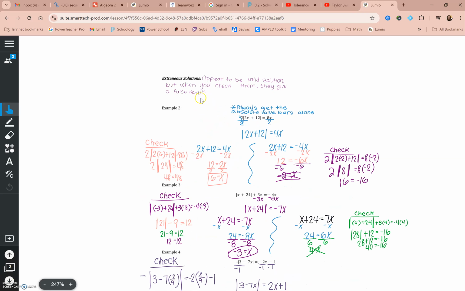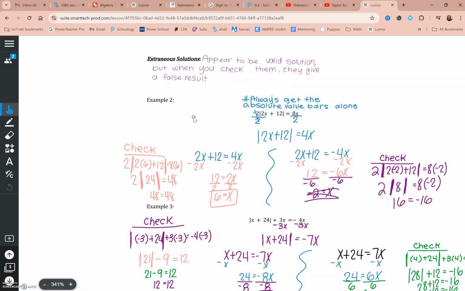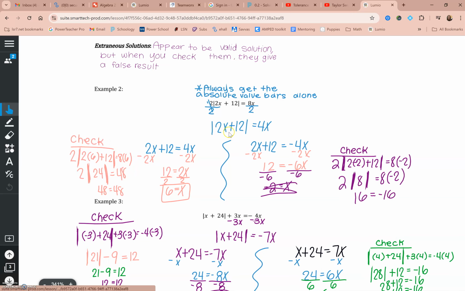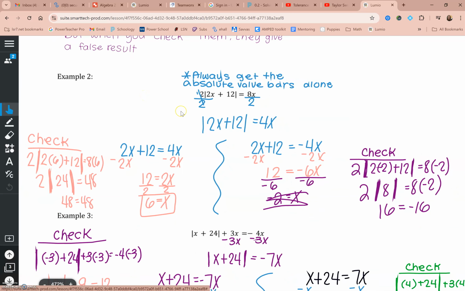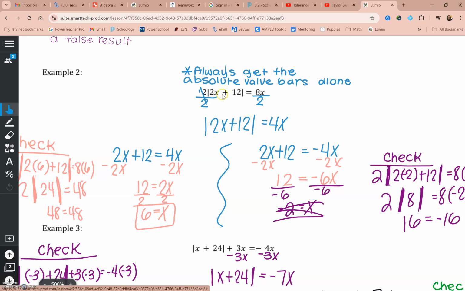Remember, extraneous solutions appear to be valid, but when you check them, they give a false result. Right here, this was our original: 2 times the absolute value of 2x plus 12 equals 8x. We had to get the bars by themselves first. So we divided both sides by 2, and that gave us this right here. So this is really our starting point now.